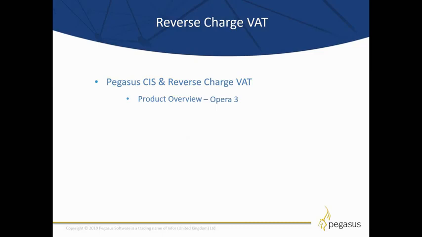I am conscious that I've concentrated on Pegasus CIS in this part of the presentation, but I am aware that we also have a number of our customers that operate in the construction marketplace but only have Opera 3. They use Opera 3 for their sales and purchase invoicing. We did discuss earlier that the VAT codes are created in Opera 3. This is because it is those Opera 3 VAT codes that determine if a transaction is to be under standard VAT processing or under reverse charge. And it is the setup of those VAT codes that determines if reverse charge VAT is to be invoked on a sales or purchase invoice.